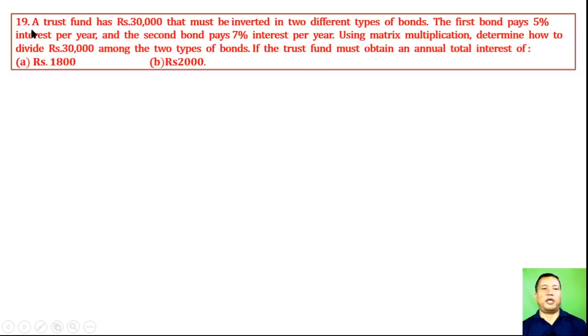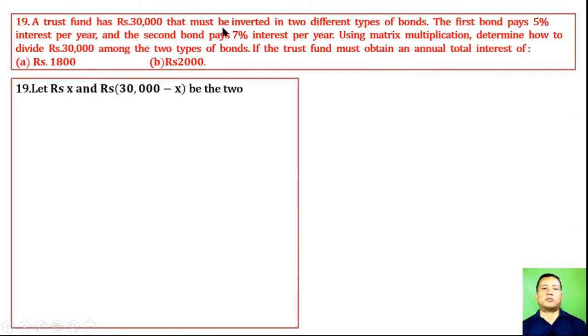Question number 19. A trust fund has rupees 30,000 that must be invested into different types of bonds. The first bond pays 5% interest per year and the second bond pays 7% interest per year. Using matrix multiplication, determine how to divide rupees 30,000 among the two types of bonds if the trust fund must obtain an annual total interest of rupees 1,800 and rupees 2,000.